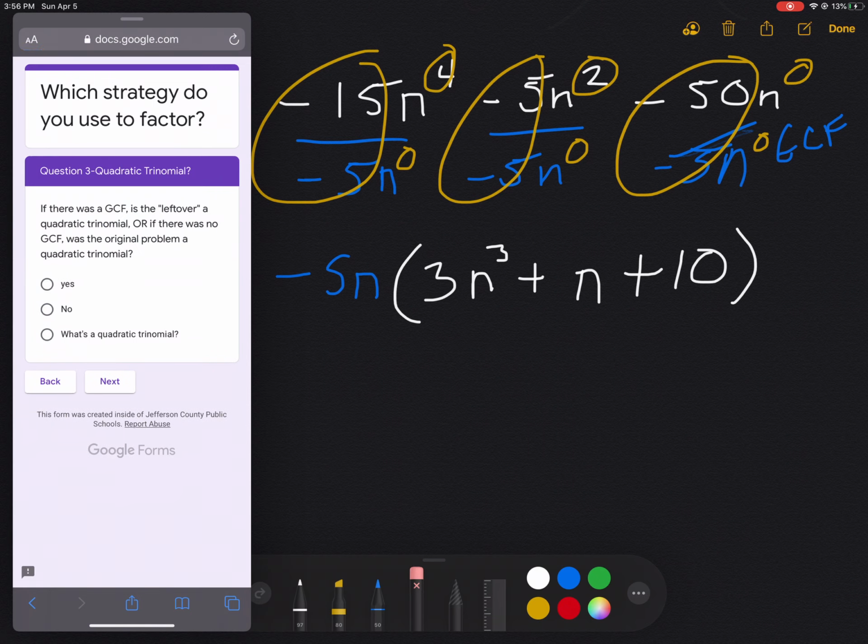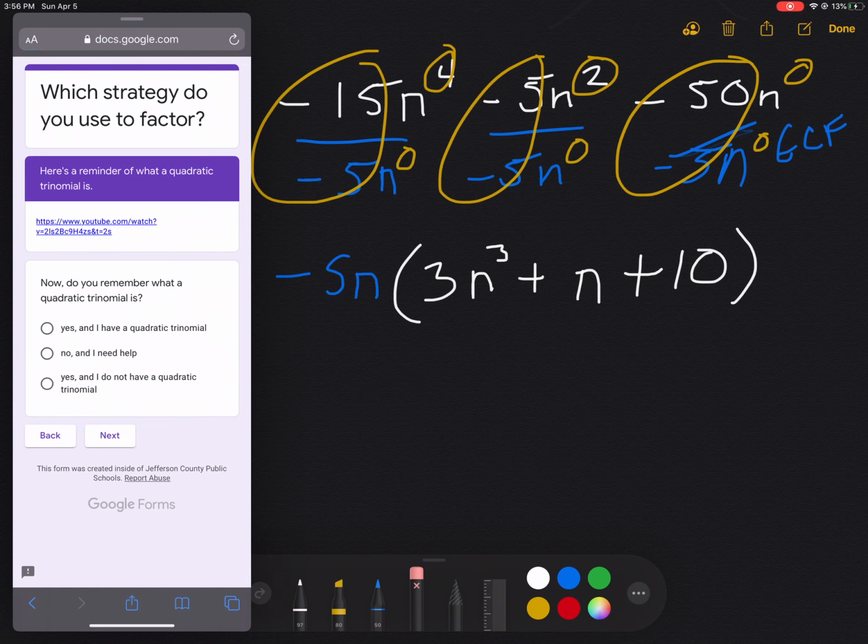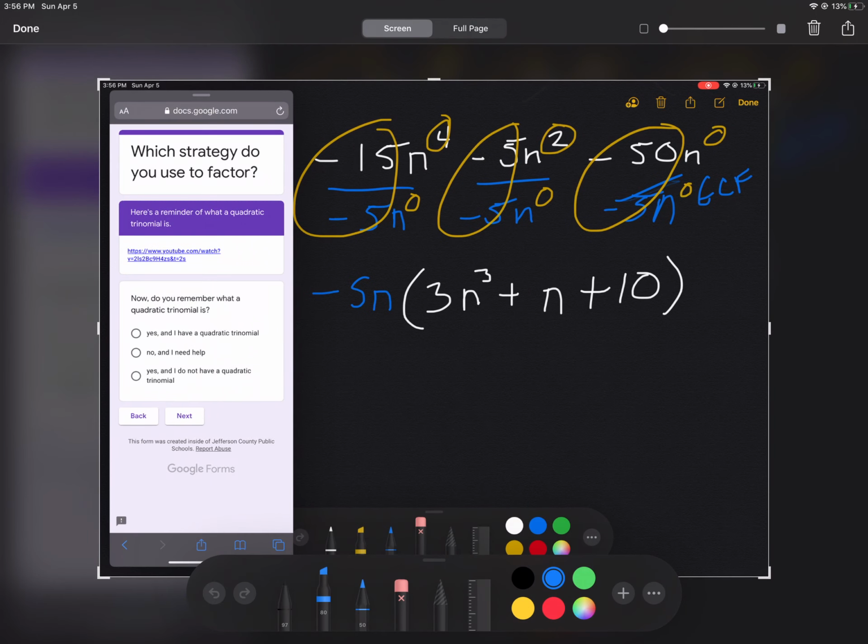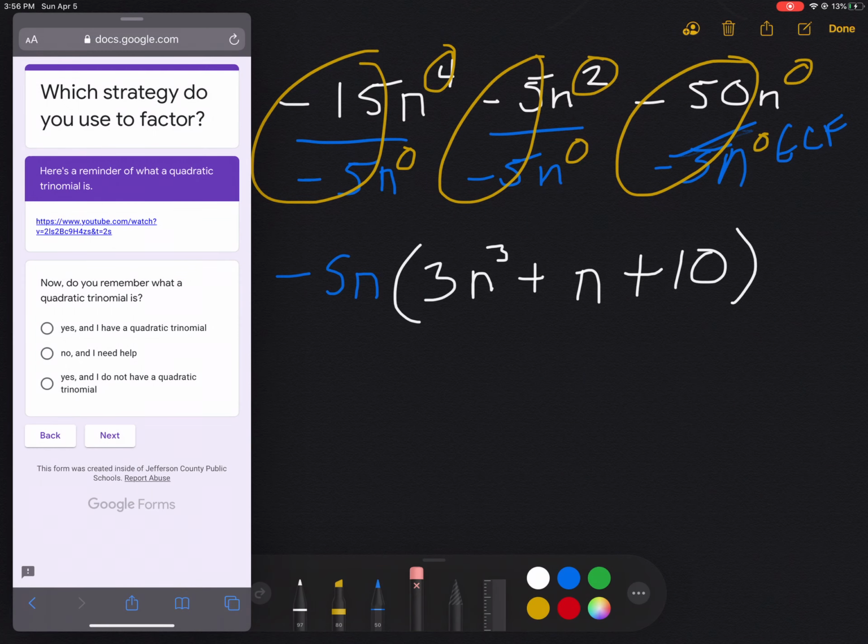Next question I need to ask myself is, is it a quadratic trinomial? So I can either click yes, no, or what does quadratic mean? If I don't remember what that means, I can select that, click on next. Look, there's a little video to help me remember. And then after I get done watching the video, once again, I've got 3 options. So it's asking me, do I remember what a quadratic trinomial is? Now, if I say no and I need help, let me show you what that looks like. So let's say I still don't remember what quadratic means.